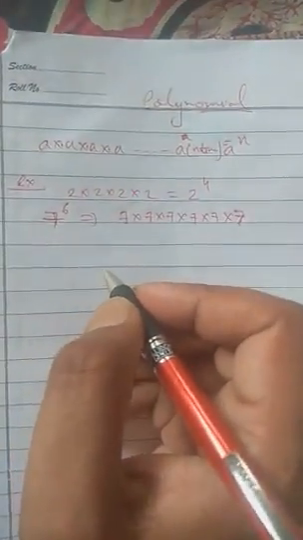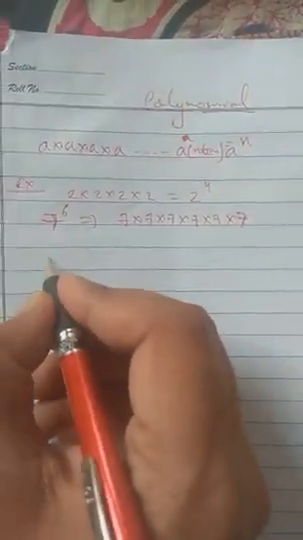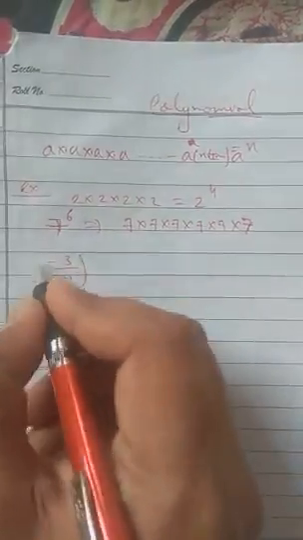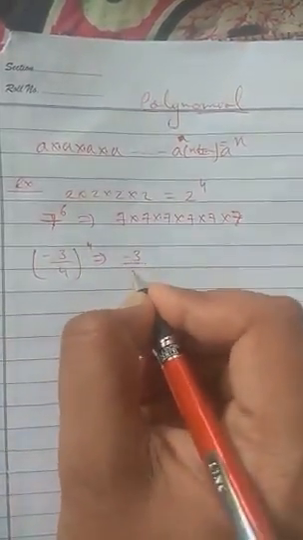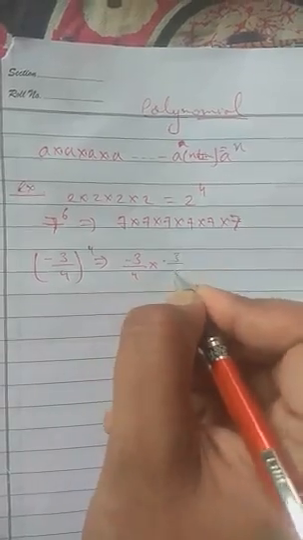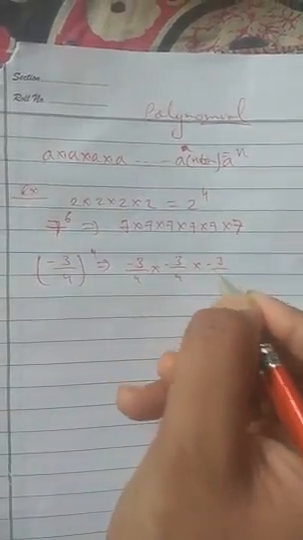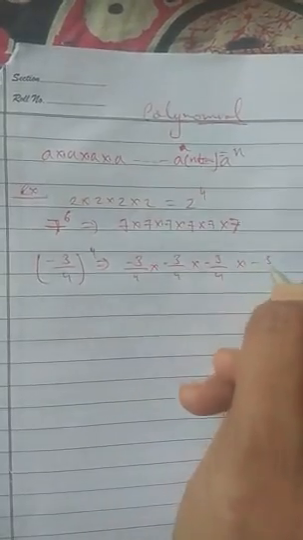Now if we have some more examples, suppose we have minus 3 by 4 whole power 4. We can write minus 3 by 4 into minus 3 by 4 into minus 3 by 4 into minus 3 by 4.